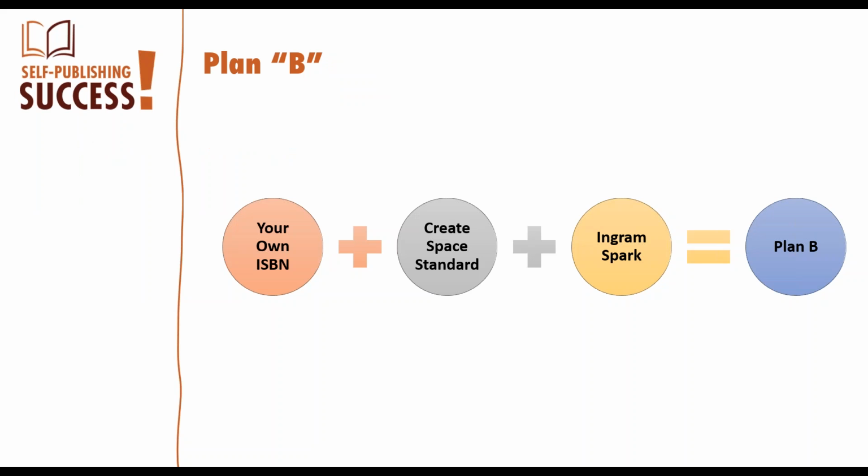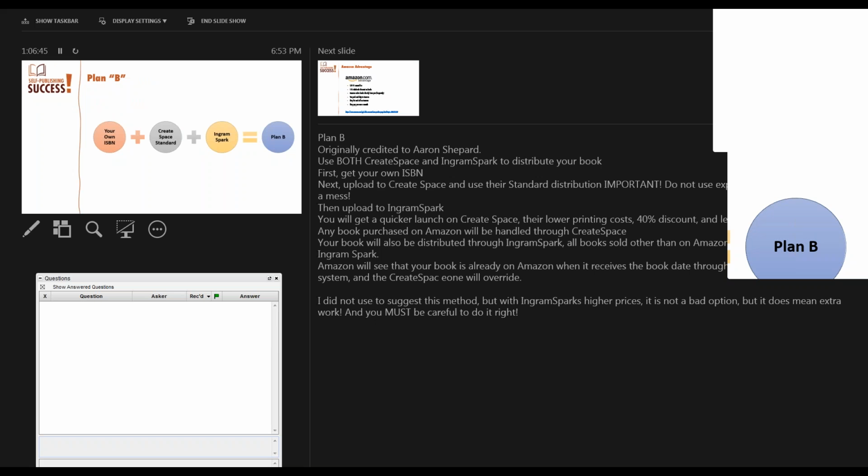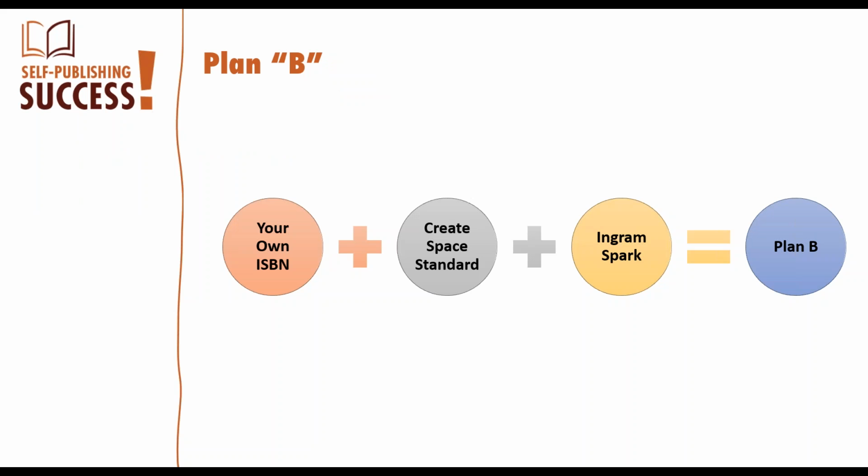It also gets your book listed on Amazon quicker. When you use CreateSpace, it shows up on Amazon fairly quickly. With Ingram Spark, it might take a couple of weeks to show up on Amazon. So if you're in a tight crunch, that might work.